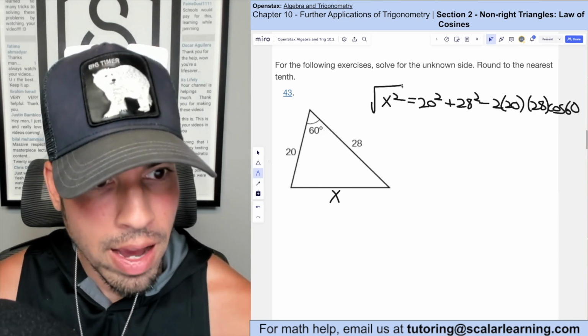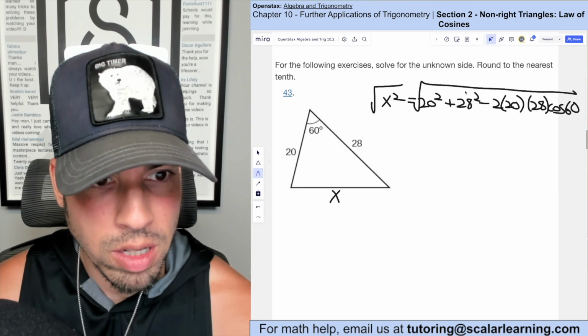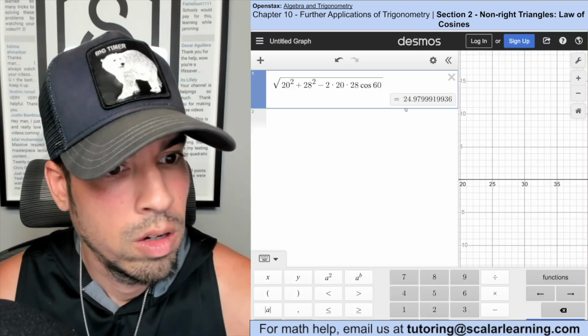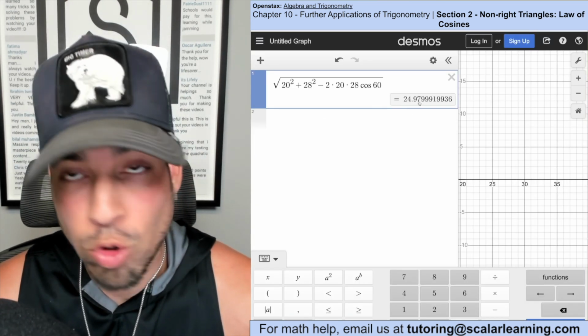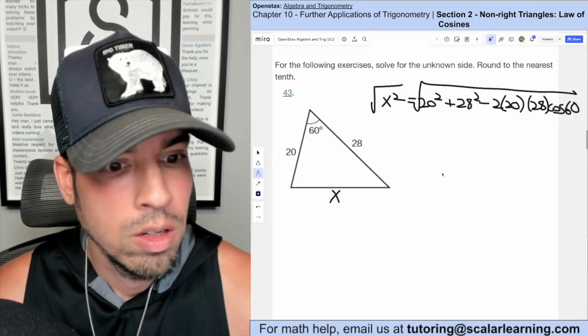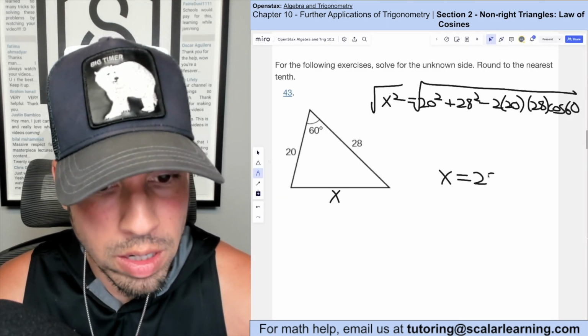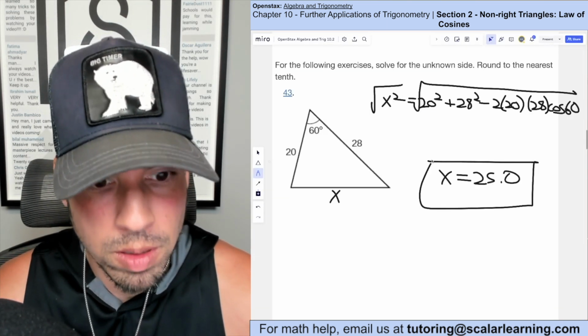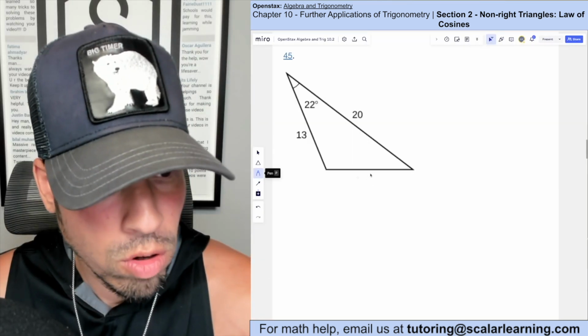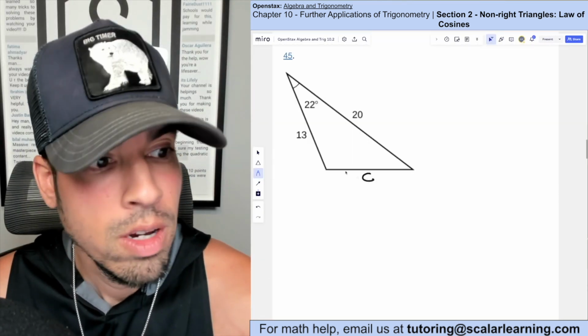Now to solve for x, we have to take the square root of both sides, and then let's plug that into Desmos. And we get 24.97, which would be 25 rounded to the nearest tenth. So x equals 25.0, boom, done.